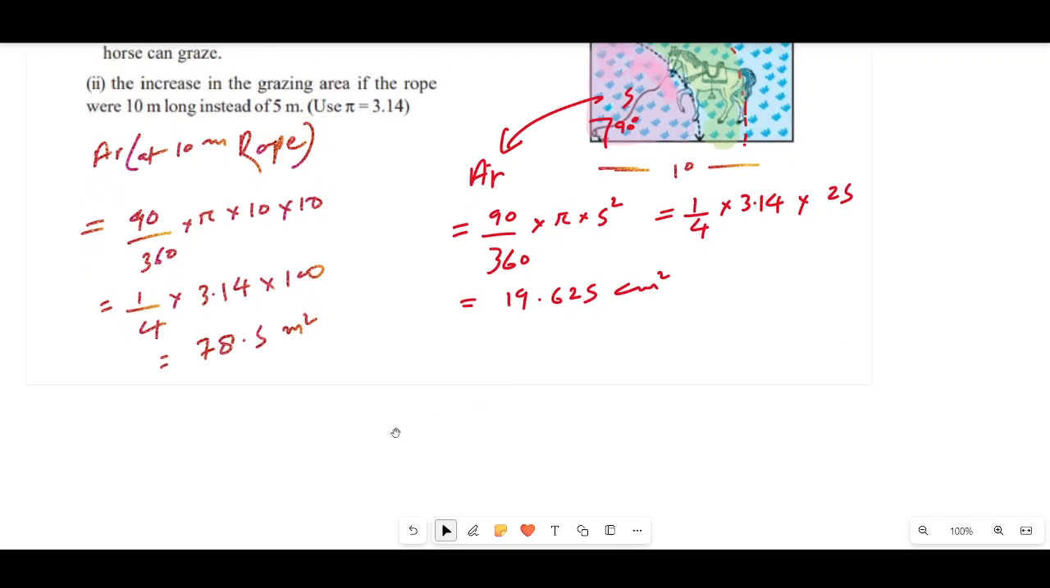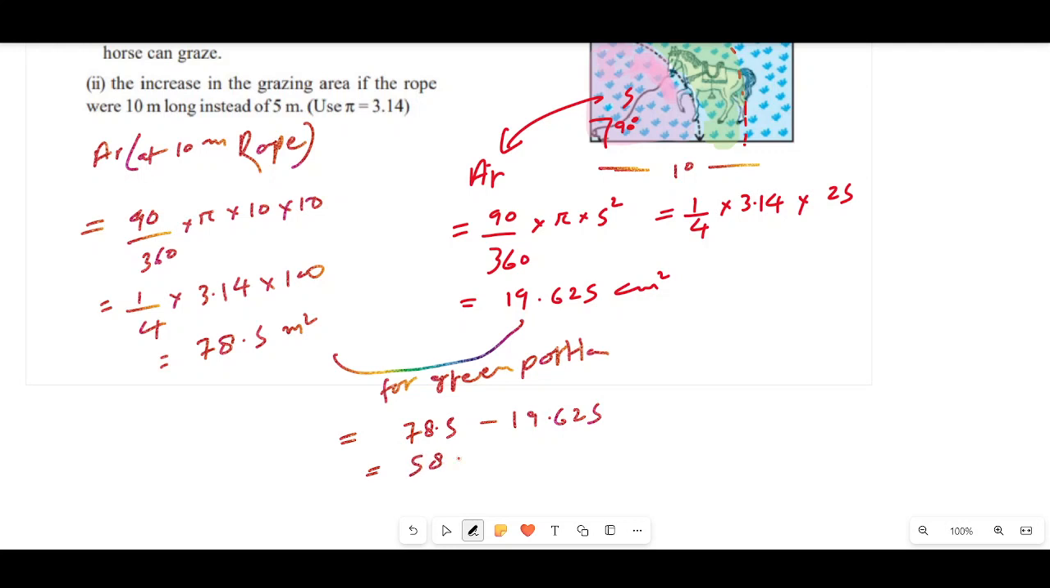Now what is the difference between this for the green portion? Clear? Subtract it. 78.5 minus 19.625. What will it be? 58.875 meter square. This is also in meter square. Clear? Now this is the whole information about this question. Now come to the next question.